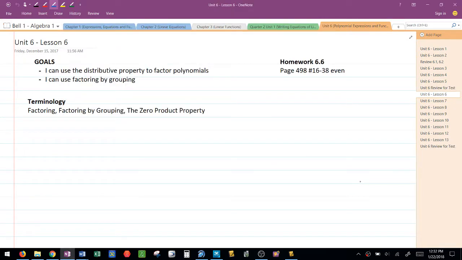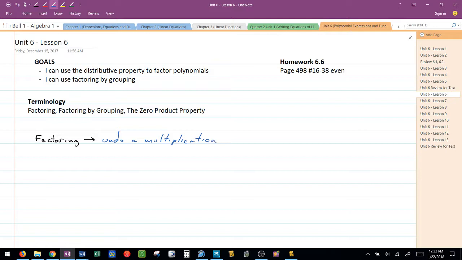This lesson is about learning how to undo polynomial multiplication. This process of undoing multiplication is called factoring. Factoring literally is when you are trying to undo a multiplication. Now, you have been doing this for a long time.